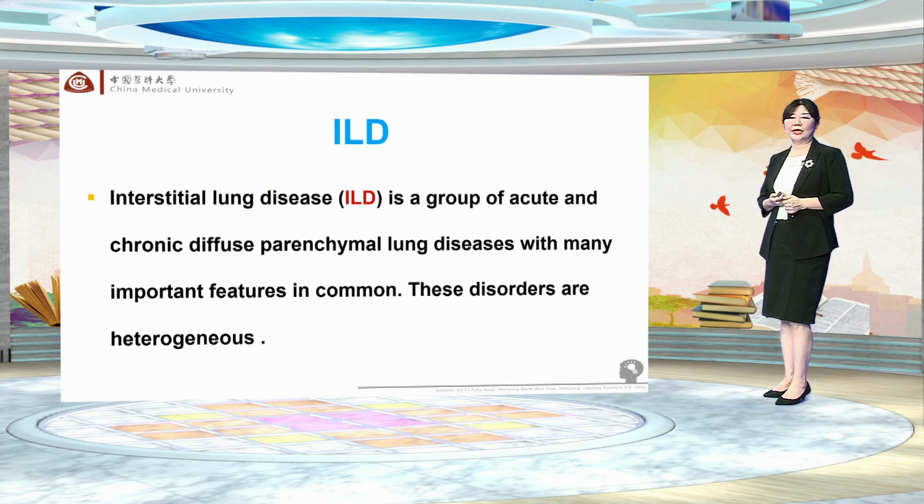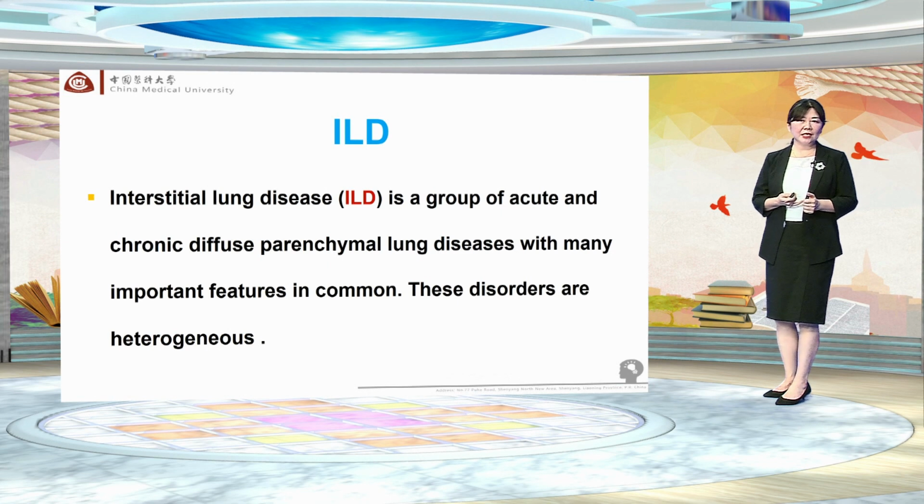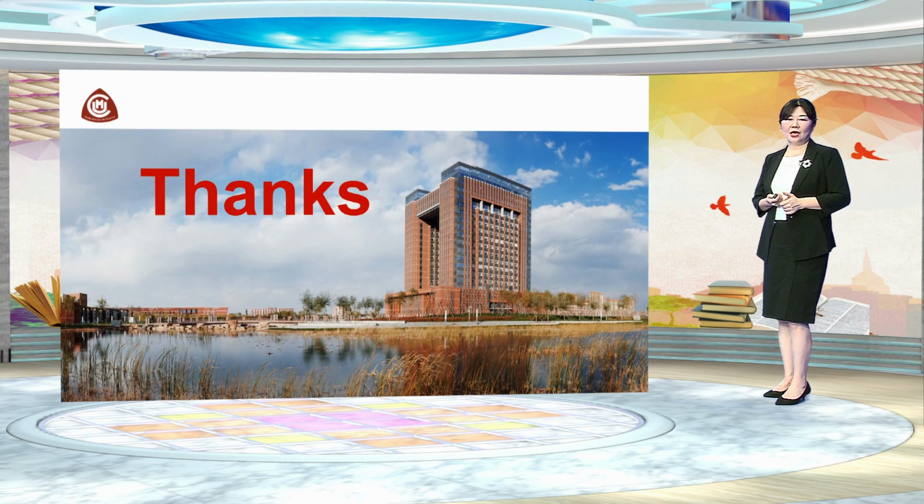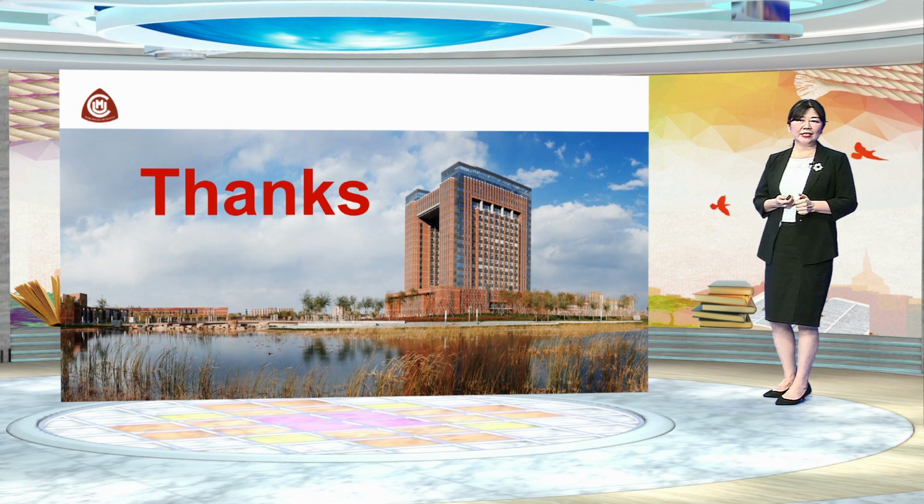So now we come back to see what ILD is. ILD is a group of diseases including acute and chronic diffuse parenchymal lung disease with many important features in common. These disorders are heterogeneous. In this part, we talked about the concept of ILD. We will talk about classification in the next section.